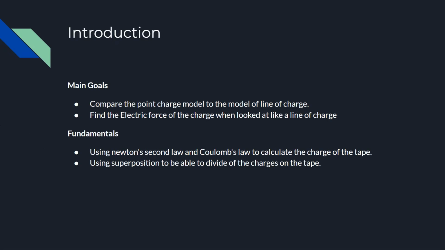To start off, we'll talk about a few of the main goals of this experiment. First was to compare the point charge model to the model of a line charge of two pieces of tape. Next, we're going to find the electric force of the charge when looked at like a line charge compared to that point charge model. Some fundamental principles of physics we're going to be using are Newton's second law and Coulomb's law to calculate the charges of the tape. We're also going to use superposition to be able to divide the charge of the tape.